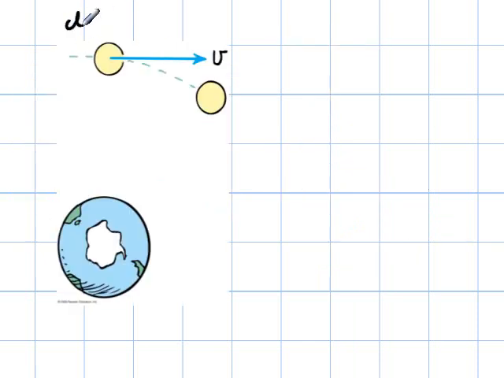Chapter 10, problem 9, which says the moon is about 3.8 times 10 to the 5th kilometers from the Earth. Find its average orbital speed about the Earth. So it says that its orbital radius is 380,000 kilometers, 3.8 times 10 to the 5th kilometers, or roughly 240,000 miles.